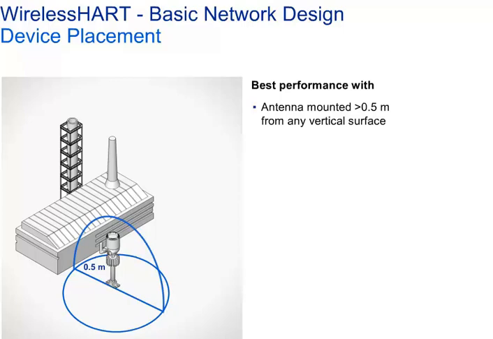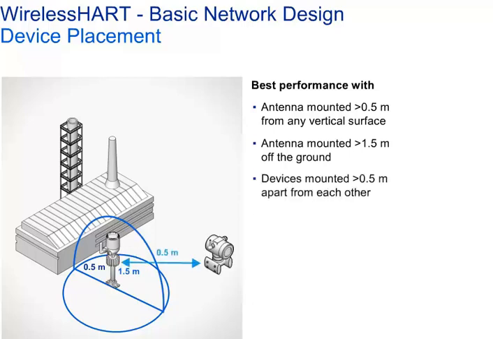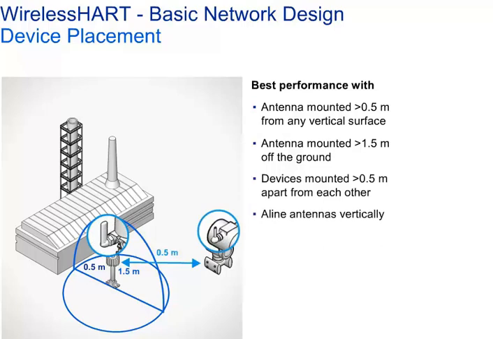can disrupt radio communication. Mount the devices at least 1.5 meters off the ground to minimize ambient effects. Ensure that the devices are at least 0.5 meters apart from each other to avoid crosstalk. Make sure that the device's antenna is aligned vertically for best results.